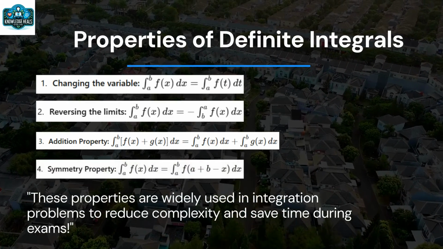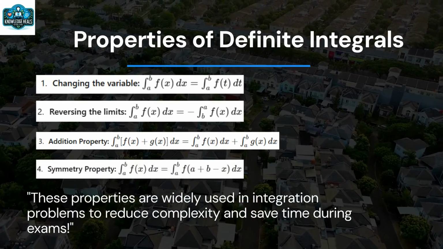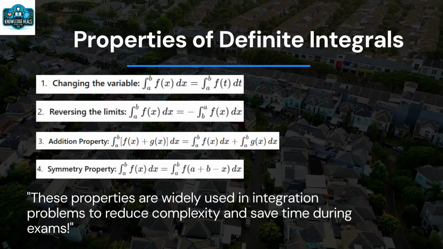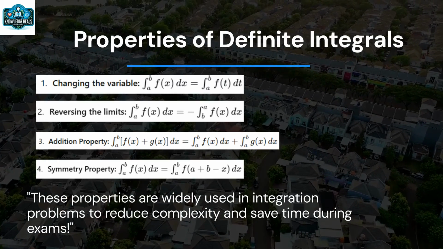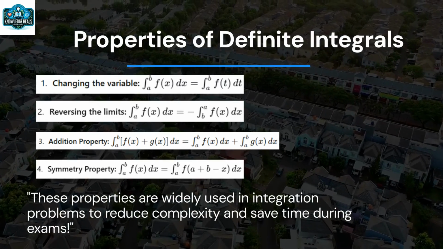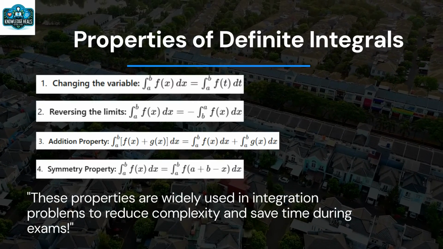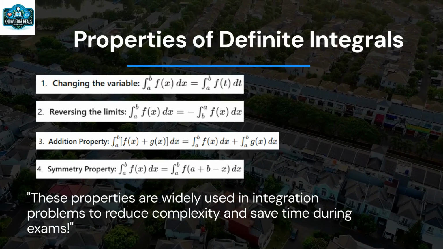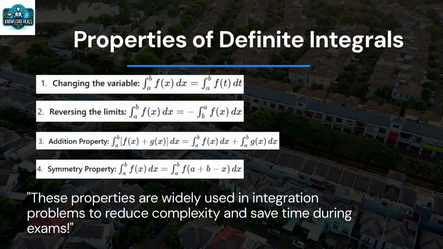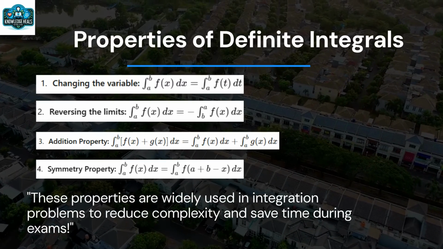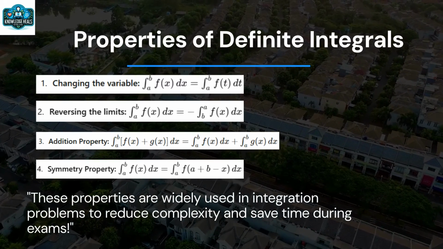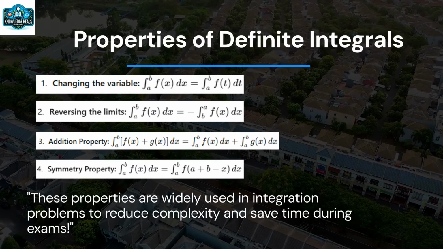Fourth is the symmetry property, in which integration of f of x into dx from a to b is equal to integration of f of a plus b minus x into dx from a to b. If a function is symmetric around a point, we can use this to simplify calculations. These properties are widely used in integration problems to reduce complexity and save time during exams.